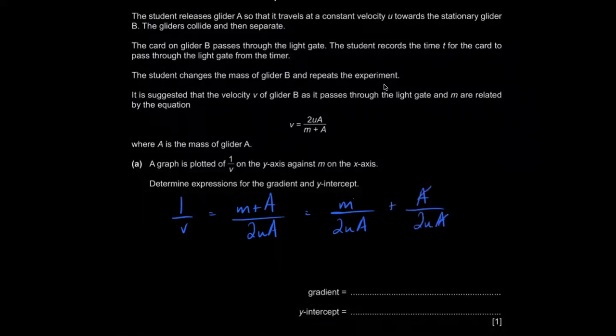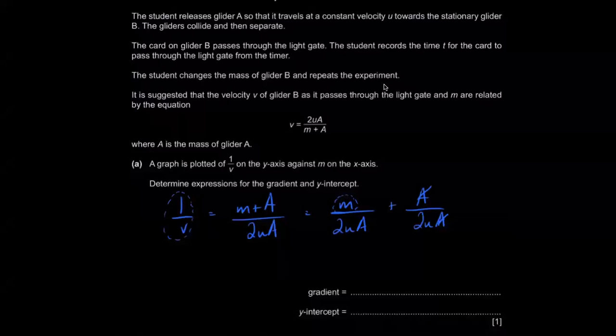So M is my variable on the x-axis. 1 upon V is my variable on the y-axis, right? So everything else with the quantity on the x-axis, 1 upon 2UA, this is going to be my gradient. And for the y-intercept, so everything here, 1 upon 2U is going to be my y-intercept. So 1 upon 2U is my y-intercept.